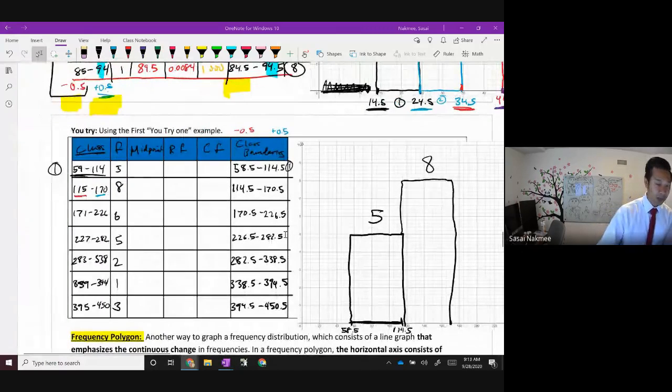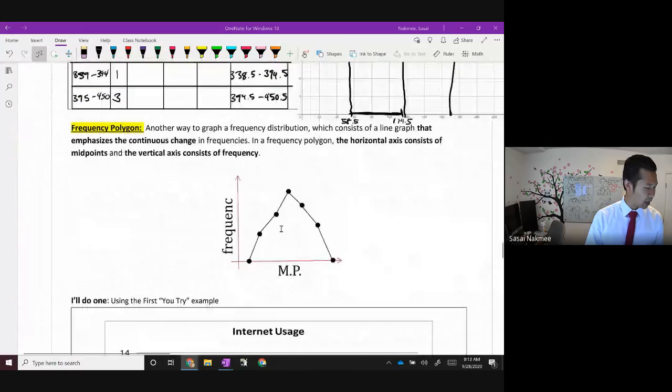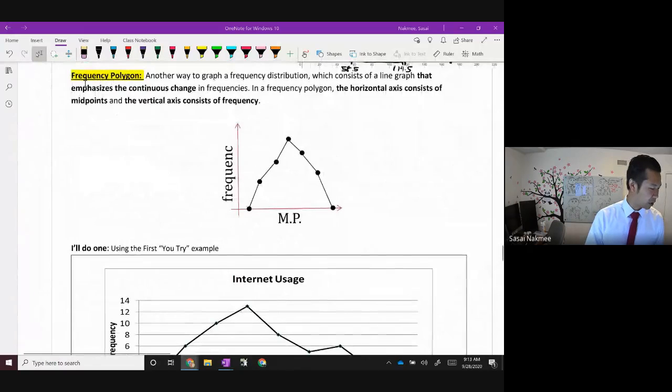Okay, so with that, we only have two more graphs to learn for this section, and I'm going to go ahead and get started right away. Right here is the first one, and hopefully you have your notes open.